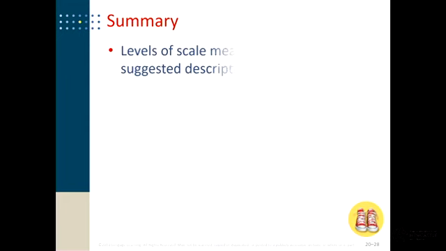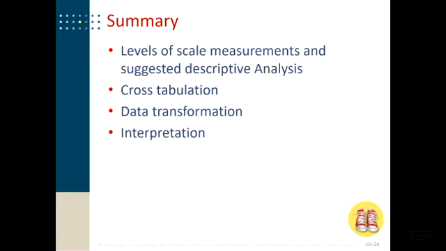So in summary, we discussed today how the different levels of skill measurement can have an impact on what descriptive technique we use. We talked about different ways of presenting our data, for example, cross-tabulation, contingency table, and quadrant analysis. Then we learned about basic data transformation techniques.